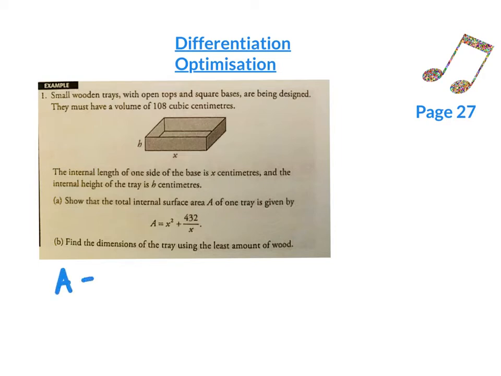So area is x squared, because that's the bottom, plus 4 lots of xh, because each of the individual sides is x times h, and there are 4 of them. There's no top, so that's us, got an expression for the area.